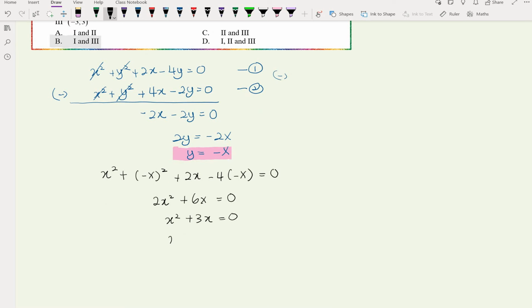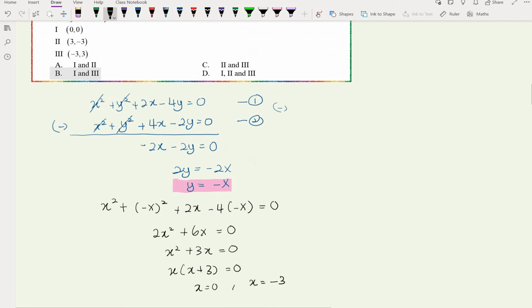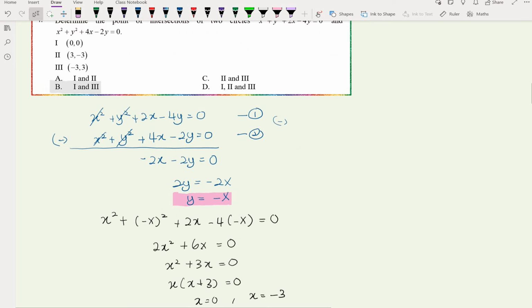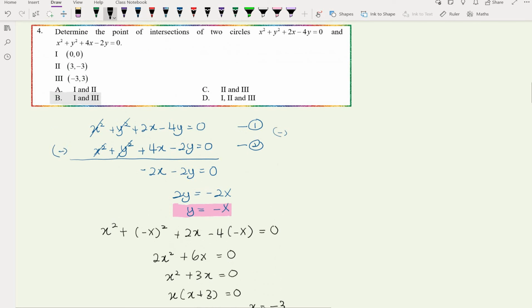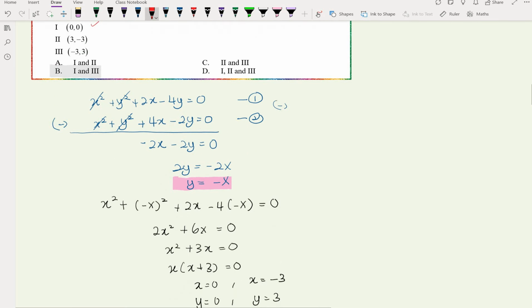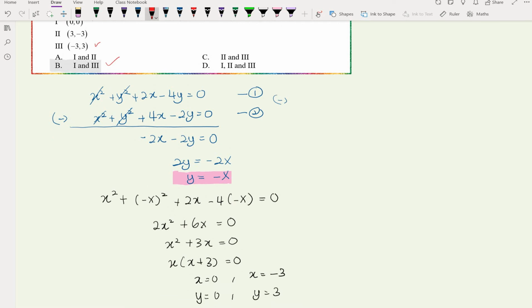And hence, we are going to get X times X plus 3 is going to be 0. So, what is our X? X is 0 and X is equal to negative 3. So, from here, you can see what happened is we can directly get the value of X. Need to find the value of Y, no problem. We can get Y is 0 also and Y is going to be just 3. So, from there we know our answer must be 0, 0 and also negative 3, 3. Not 3, negative 3. So, we will get the answer is B.